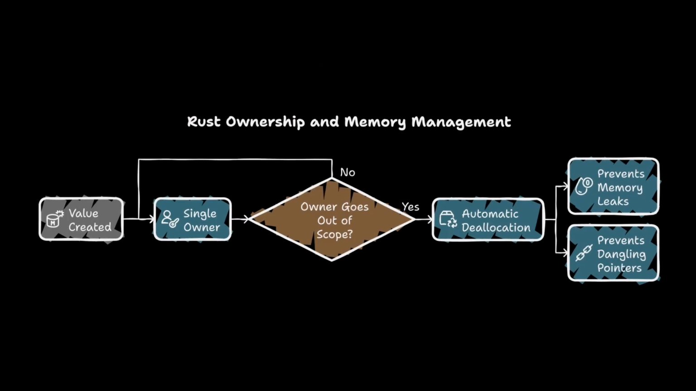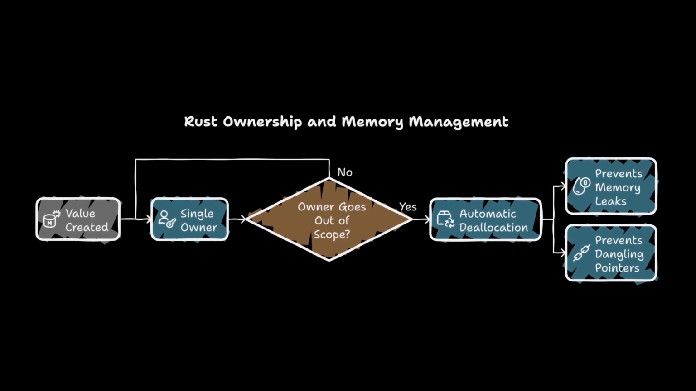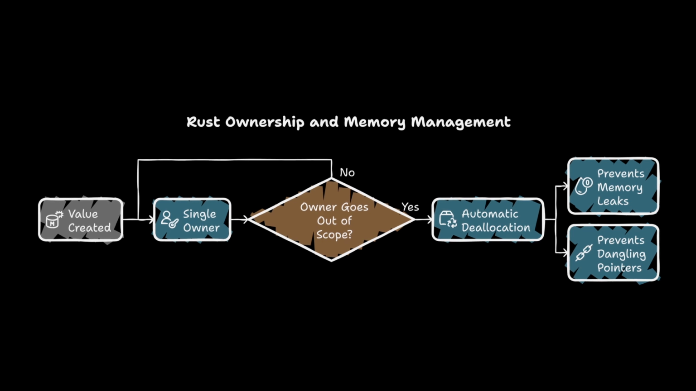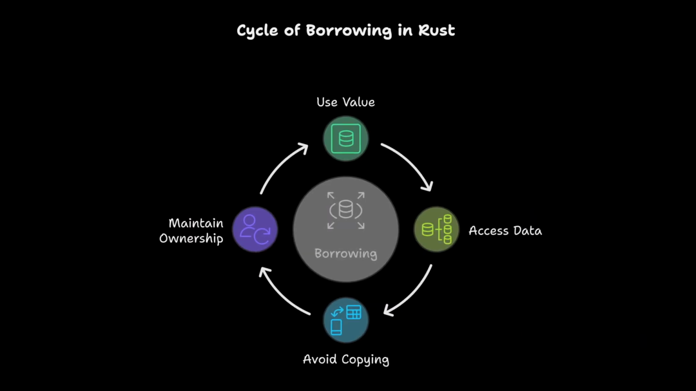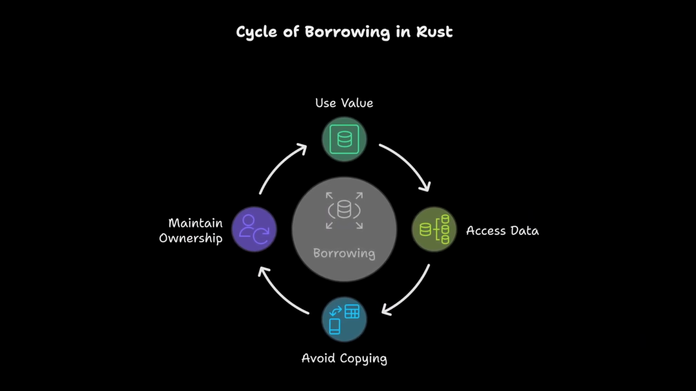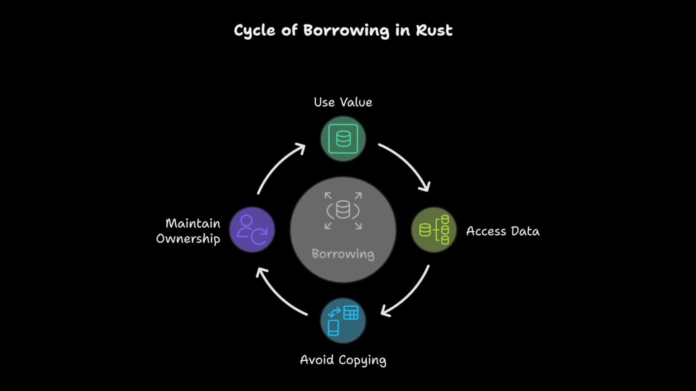Today we're unlocking Rust's most powerful feature, one that eliminates memory leaks and race conditions at compile time. And don't worry, we're going hands-on with code examples so you can see exactly how it works. All right, let's start with the basics.